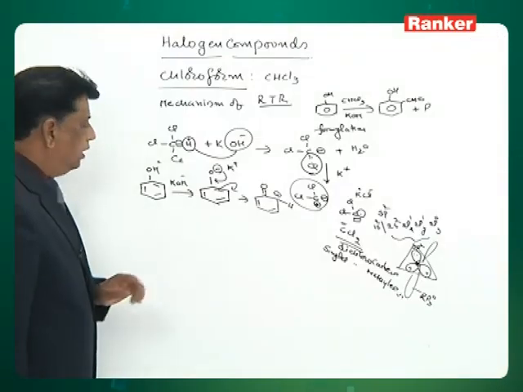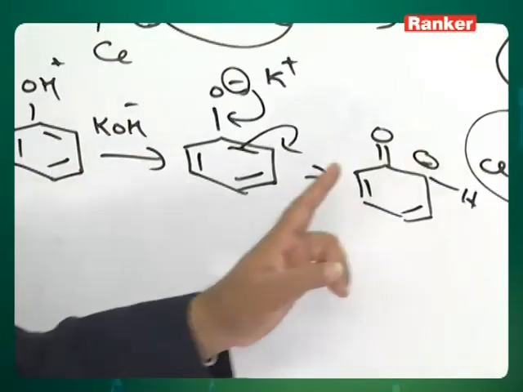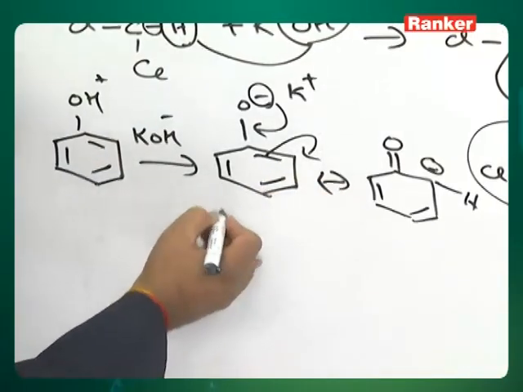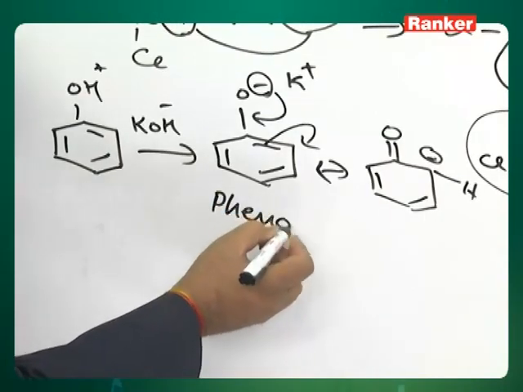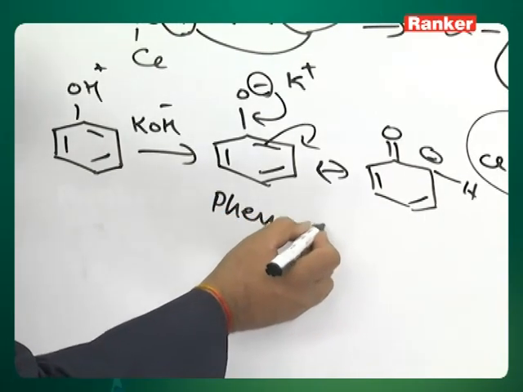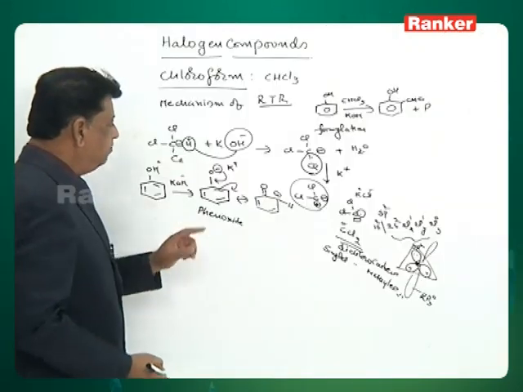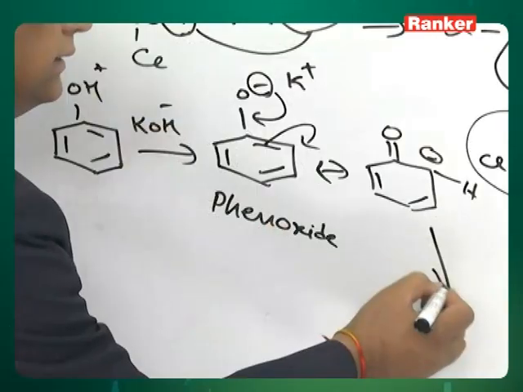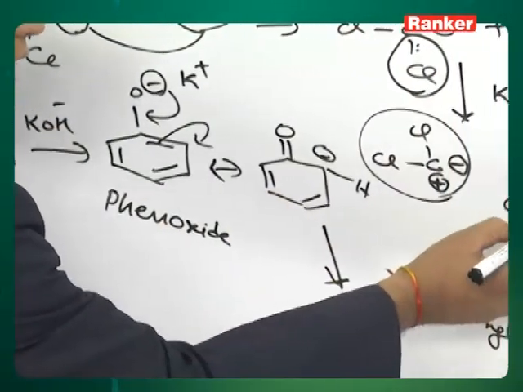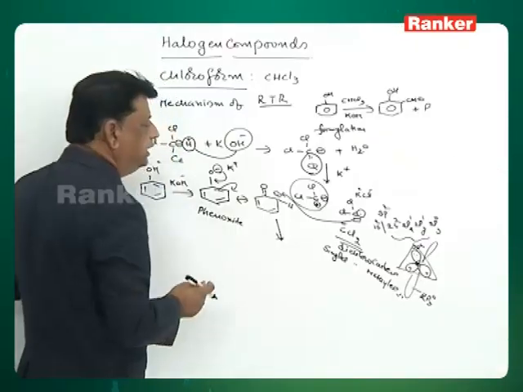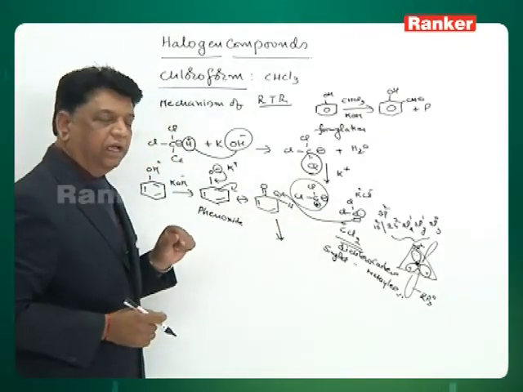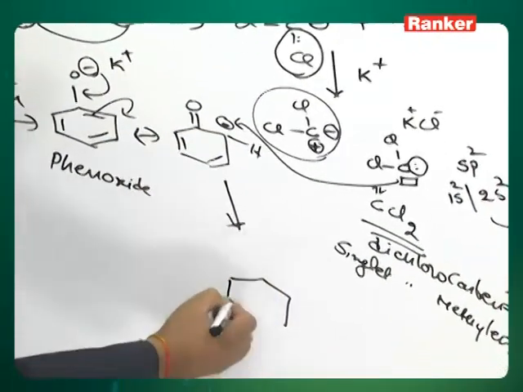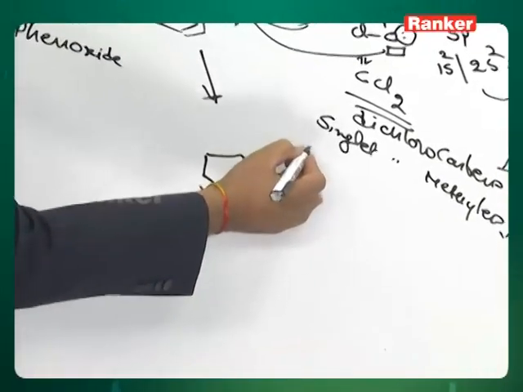This is called the ortho negative charge containing phenoxide anion resonance structure. One of the resonance structures of this is called phenoxide. Phenol exists as a phenoxide anion in the basic medium. The phenoxide anion, one of the resonance structures is ortho minus. Now this CCl2, using the vacant orbital, is attacking the pair of this ortho minus. So therefore a bond is formed between the ortho carbon and the CCl2, right?